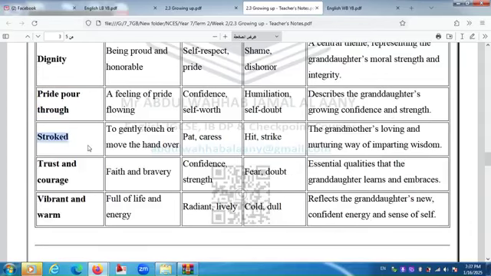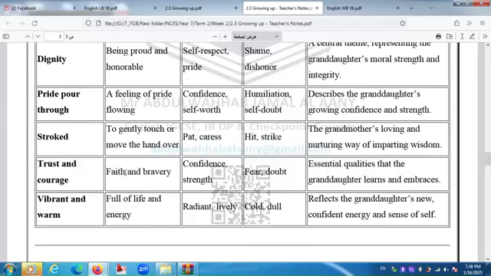To stroke, it is to touch gently or to move your hand over the body. That's a stroke, okay? To pat or to caress, and the antonym is to hit, to be violent, to strike. The effect of using this is to show the grandmother's loving and nurturing way of imparting wisdom.